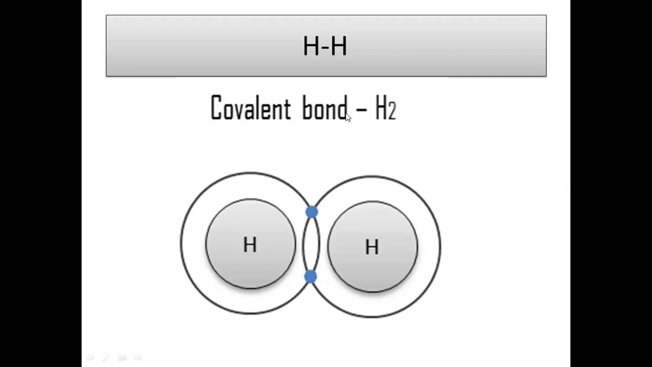And this is also one of the examples of the non-polar covalent bond, because both atoms are having the same electronegativity. So the difference in electronegativity is zero. That's why the covalent bond is called the non-polar covalent bond.